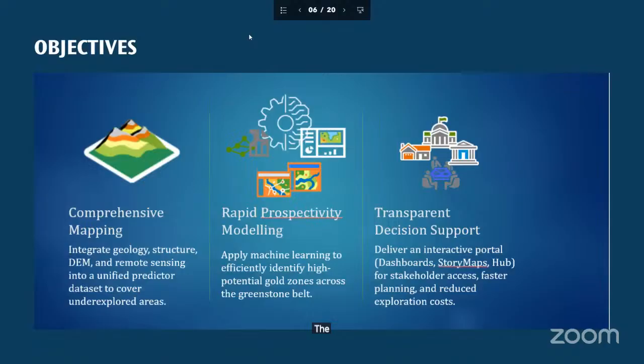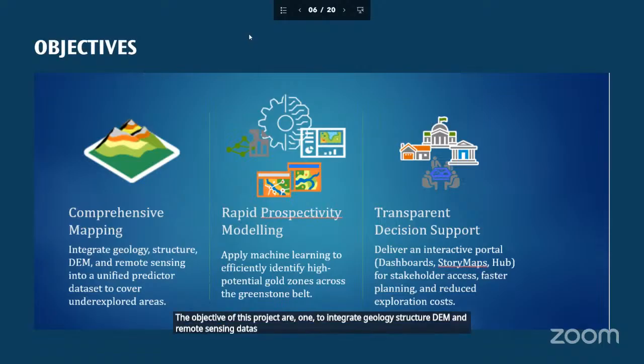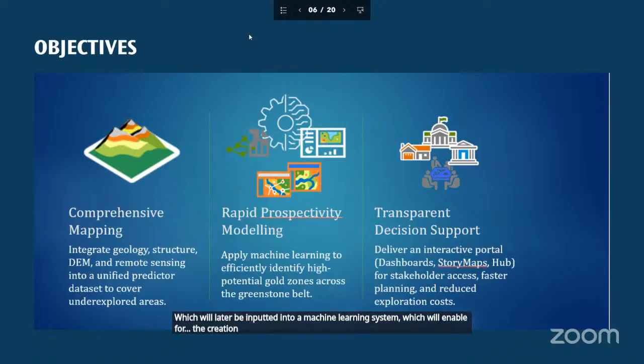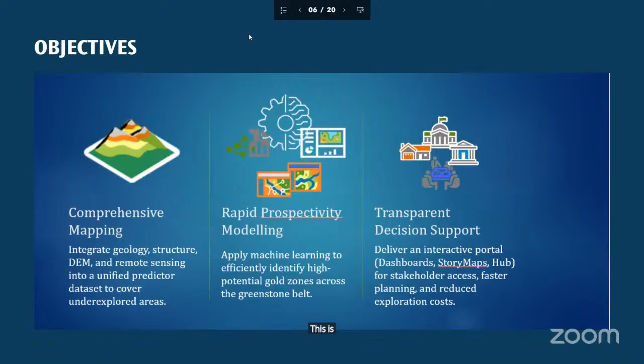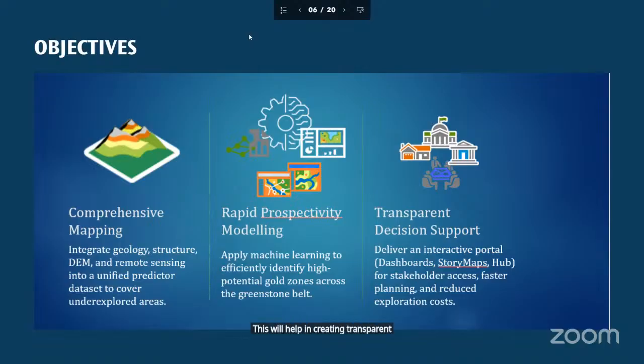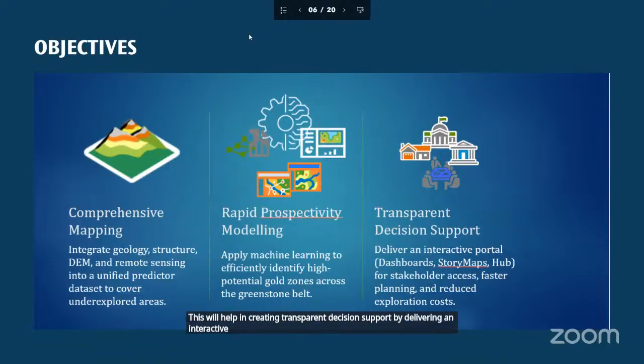The objectives of this project are one, to integrate geology, structure, DEM, and remote sensing datasets into a comprehensive predictor dataset that can be used for comprehensive mapping, which will later be inputted into a machine learning system, which will enable the creation of the prospectivity maps. This is done through rapid prospectivity modeling, where machine learning is applied to efficiently identify high potential gold zones across the greenstone belt. This will help in creating transparent decision support by delivering an interactive portal via dashboard, story maps, and app, which will enable stakeholder access, faster planning, and reduced exploration costs.